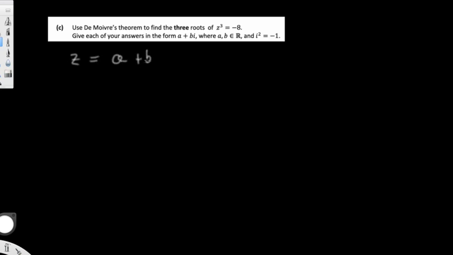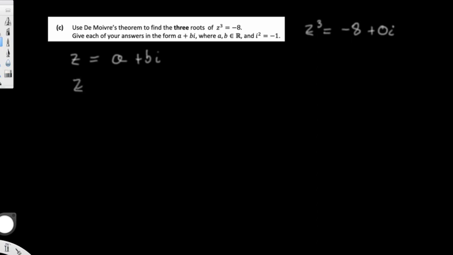We don't know what it is, but we called it a plus bi. And z cubed is equal to minus 8. Now, because this is a question about complex numbers, why don't I just add on a 0i? It's not wrong. It just writes down minus 8 as a complex number with an i part in it, okay?